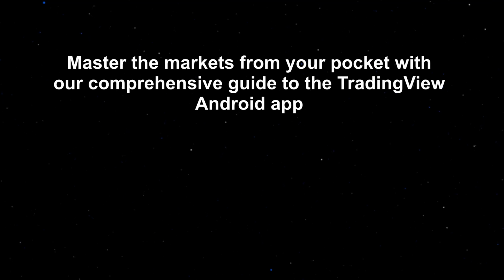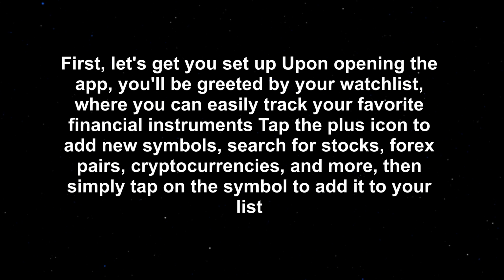Master the markets from your pocket with our comprehensive guide to the TradingView Android app. First, let's get you set up. Upon opening the app, you'll be greeted by your watch list, where you can easily track your favorite financial instruments. Tap the plus icon to add new symbols, search for stocks, forex pairs, cryptocurrencies, and more. Then simply tap on the symbol to add it to your list.